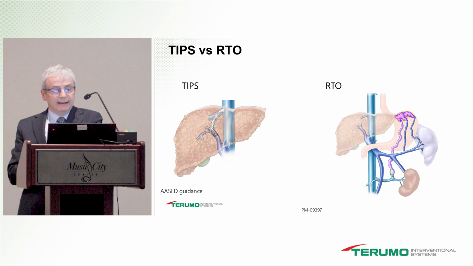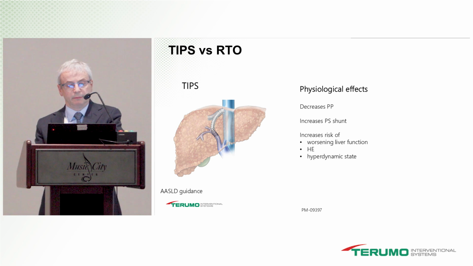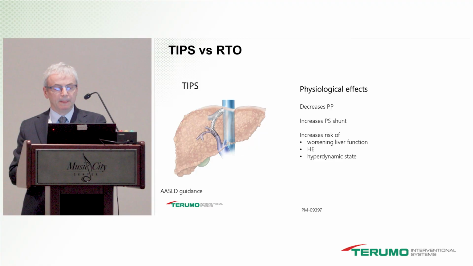So, physiological effects of TIPS: it decreases portal pressure, but increases portosystemic shunt and increases the risk of worsening liver function, and especially the most devastating complication of cirrhosis, which I think is hepatic encephalopathy. Having the threat of hepatic encephalopathy in your daily life, if you need to drive, if you need to do whatever, it's really terrible for your quality of life.